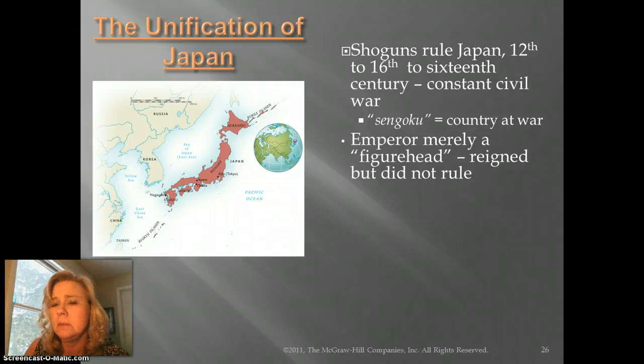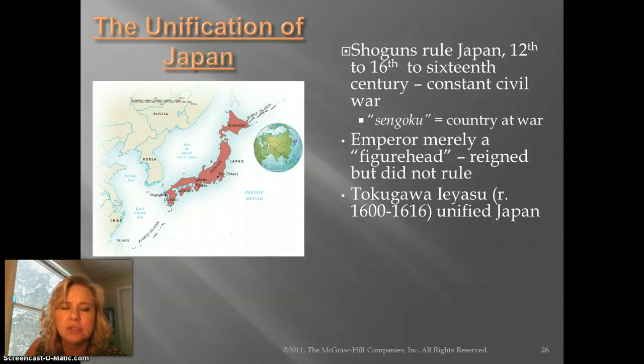Now, this is important to keep in mind, and I'd like you to underline that word figurehead, because it's important for us in the future to know that there will be a distinct change when the emperor will become a supreme ruler. But at this point in time, he did reign, but he did not control Japan.